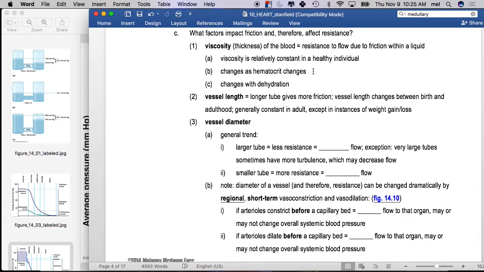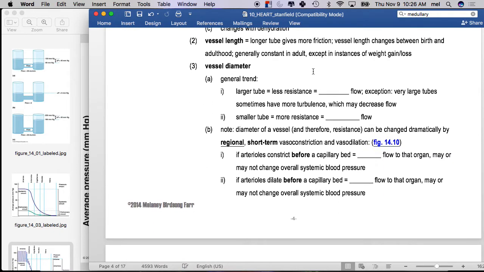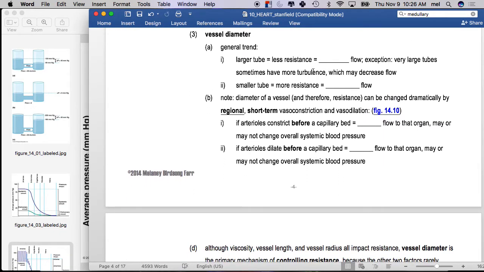Okay, so now vessel length doesn't change dramatically from day to day. The thing that does change, and the thing that we use as a regulatory mechanism for resistance, is vasoconstriction and vasodilation. Does that make sense? So before we get to vasoconstriction and vasodilation, let's talk about just inherent vessel diameter. I want you guys to think for a second. Don't think about vasoconstriction and vasodilation yet. Just think about comparing the size of the aorta to the brachial artery, okay? And tell me what the general trend is.